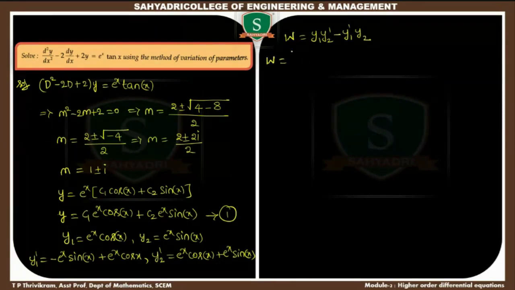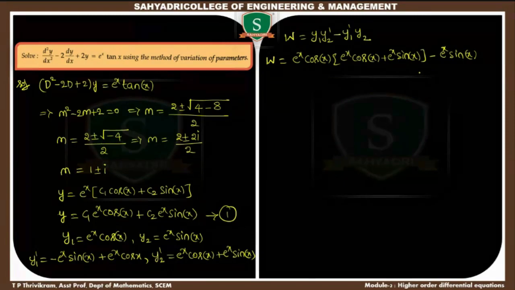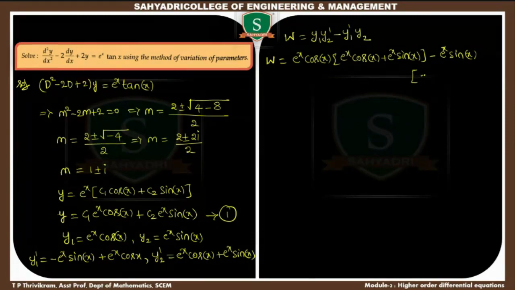So the Wronskian is equal to e power x cos x into this, e power x cos x plus e power x sin x. Okay, next minus e power x sin x into minus e power x sin x plus e power x cos x.